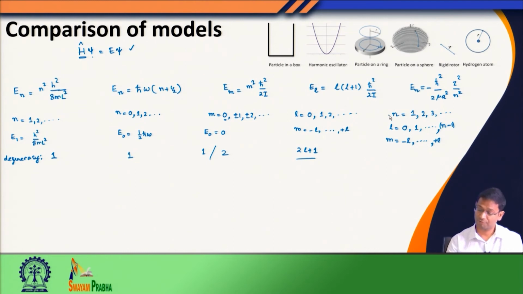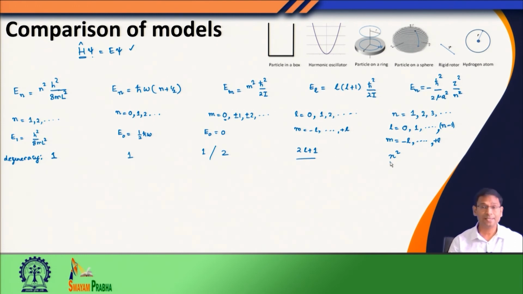And for each value of L, the m values go from minus L to plus L in steps of 1. So, therefore, for a given value of n, we have n number of L values. So, for n equals 1, we have 1 L value, that is 0. For n equals 2, we have two L values, that is 0 and 1. And for a given value of n, we have n number of L values, and for each L value, we have 2L plus 1 number of m values. When we take them together, we see that the degree of degeneracy is n square. So, for n equals 1, we have 1 energy level, when n equals 2, we have 4 energy levels, and so on and so forth.